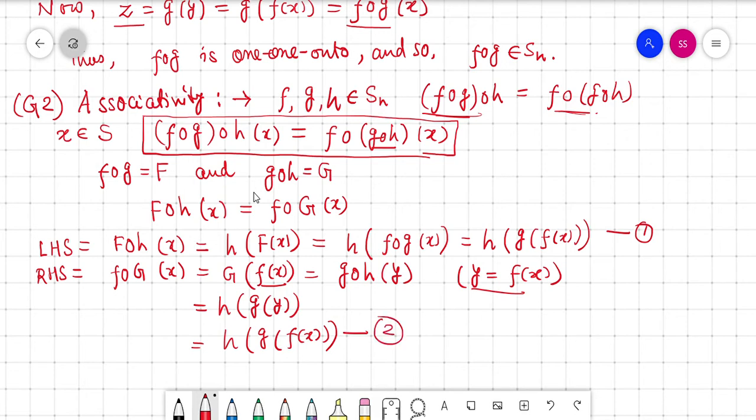Now you can see from equation 1 and 2, if you look here, this is the value of capital F composition H of X, and this one is the value of F composition capital G.